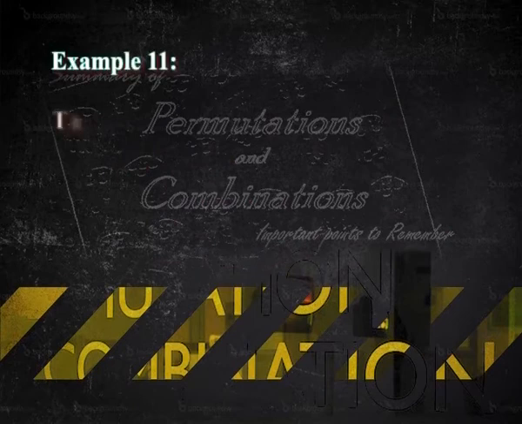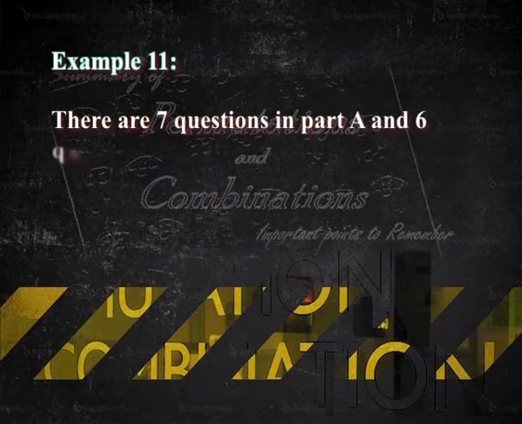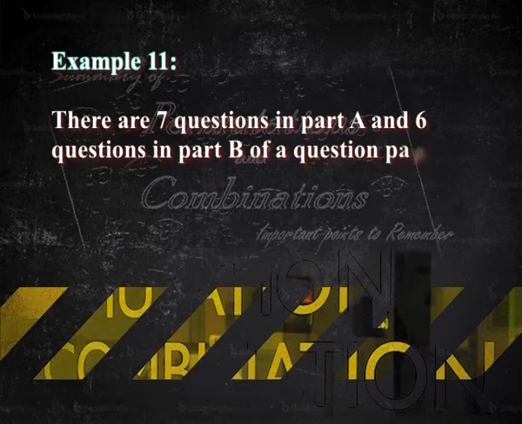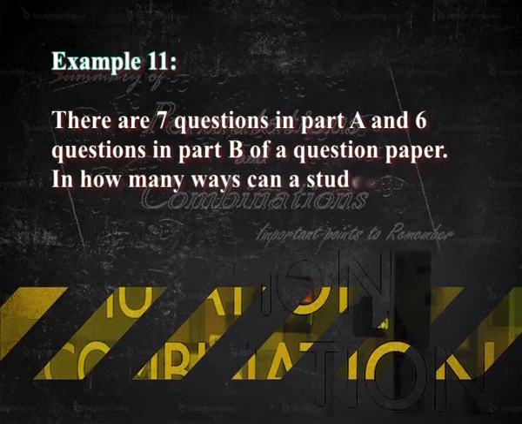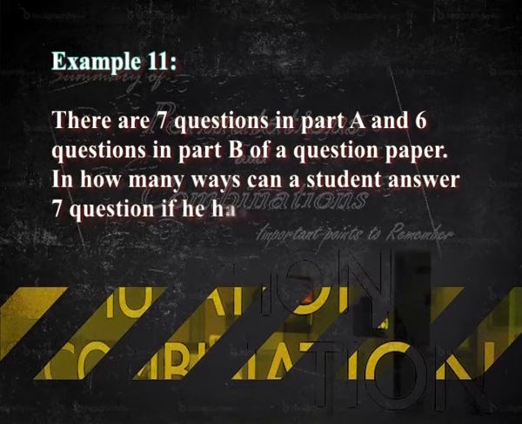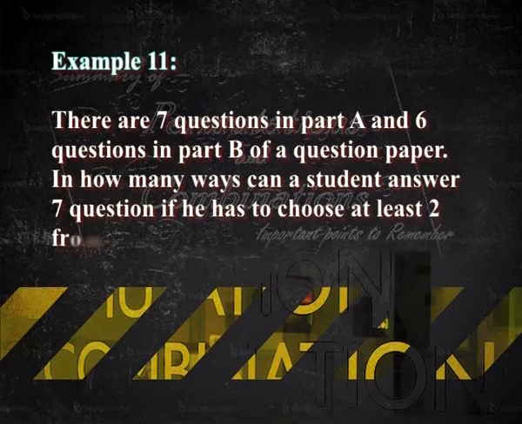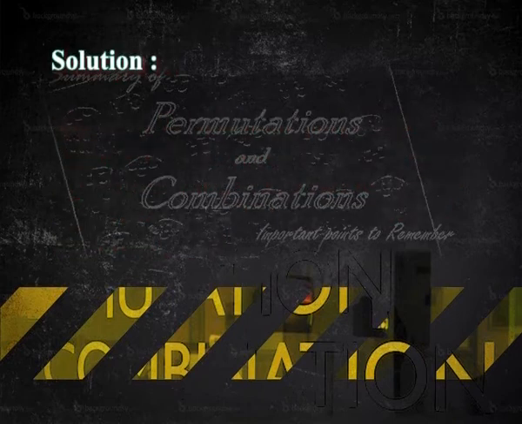Let's see example number 11. There are 7 questions in part A and 6 questions in part B of a question paper. In how many ways can a student answer 7 questions if he has to choose at least 2 from each part? Let's see the solution.